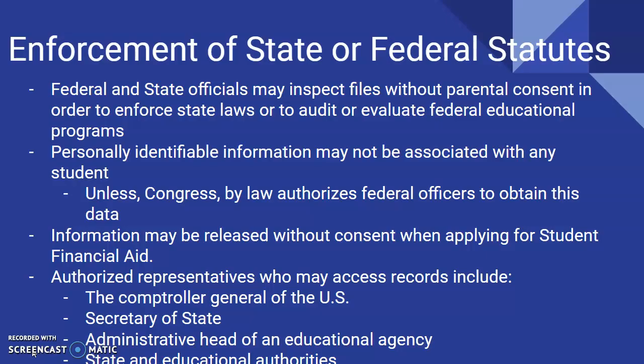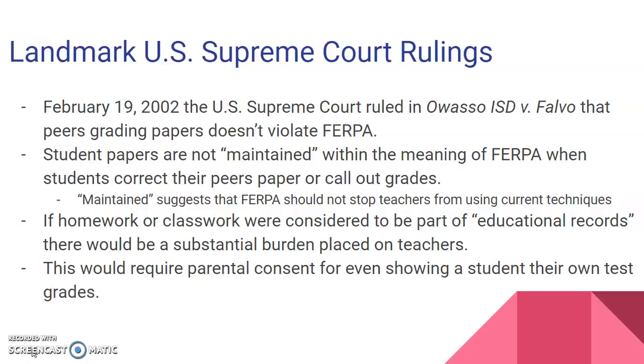Personally identifiable information may not be associated with any student unless Congress by law authorizes federal officers to obtain this data. Information may be released without consent when applying for student financial aid, and authorized representatives who may access records include the Comptroller General of the United States, the Secretary of State, administrative head of an educational agency, or state and educational authorities.